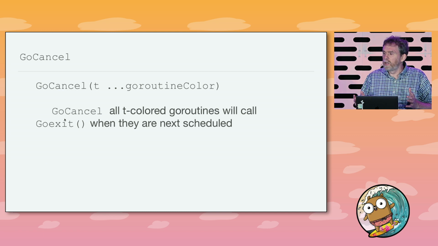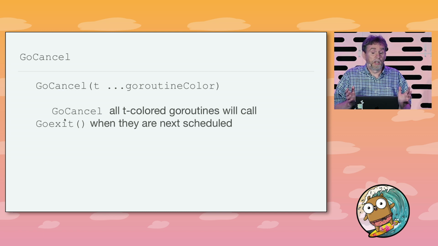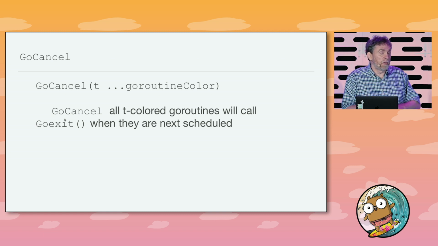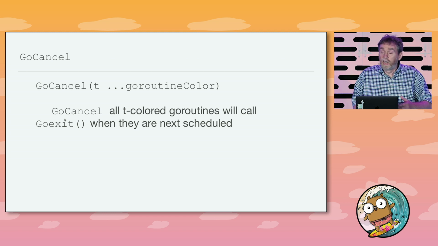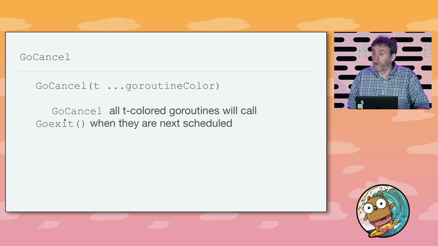Well, what if we had something better? So suppose you could cancel all the Go routines of a certain color. Well, that's what Go cancel is supposed to be. So you want to make all the blue gophers stop working, you say Go cancel blue, and all the blue gophers will stop. Or at least, alternatively, it's requested that all the blue gophers stop.